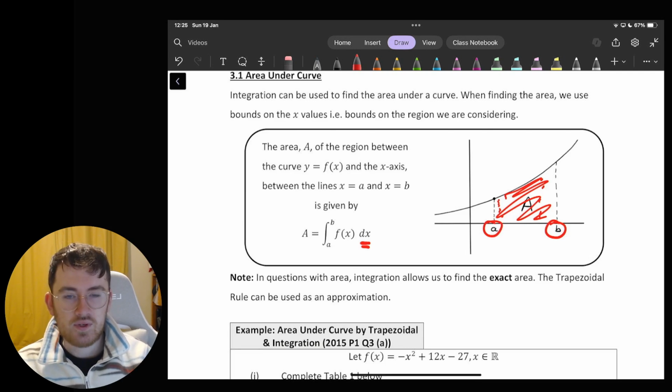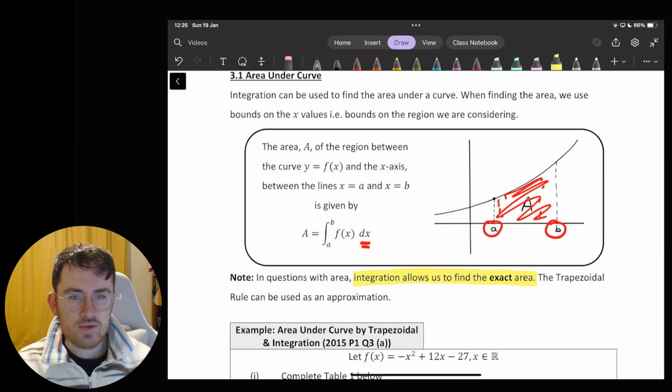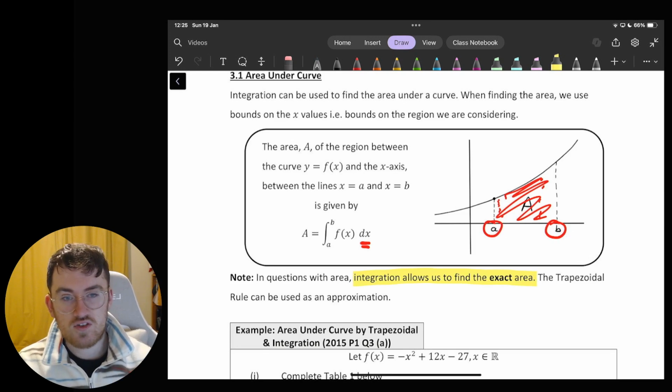I've put a note here as well, that integration allows us to find the exact area. We've looked at the trapezoidal rule before, and that can be applied to functions in the same way it can be applied to general irregular shapes, because in theory a function really falls under that same description. So the trapezoidal rule is more of an approximation for area. Integration will give us a more exact value.